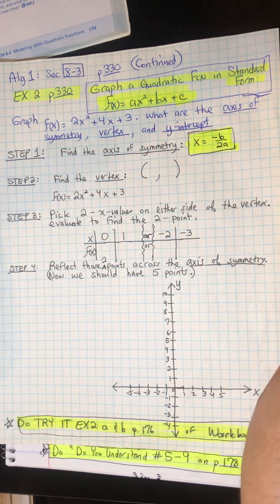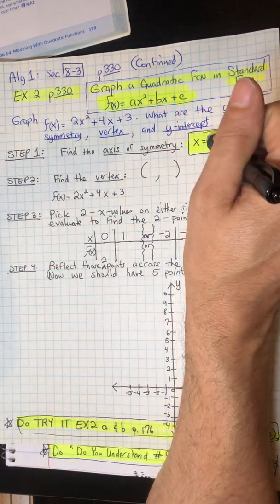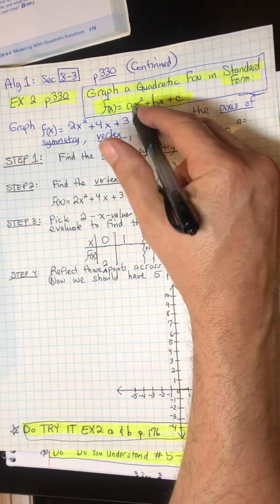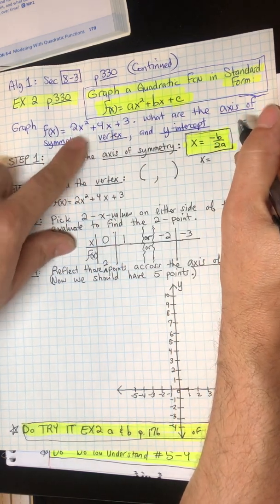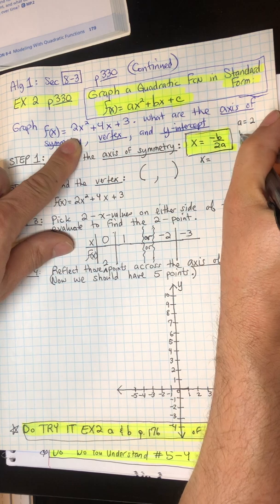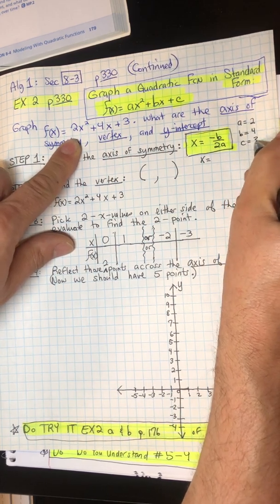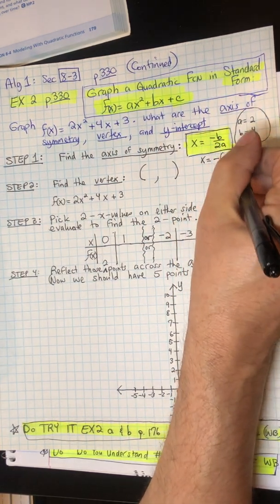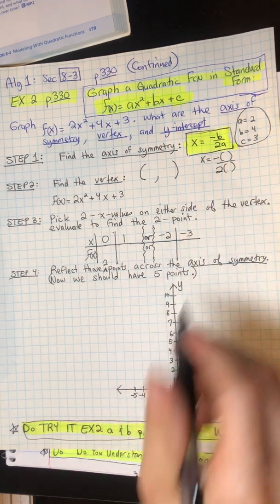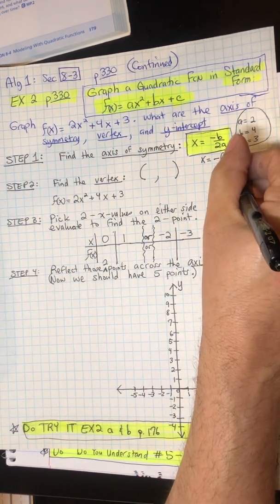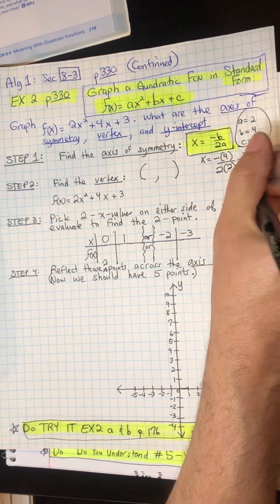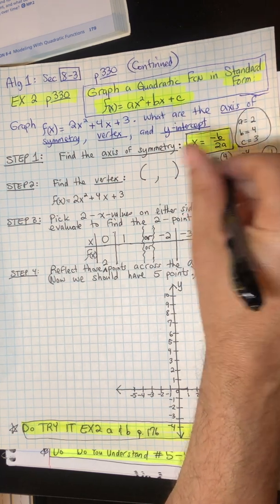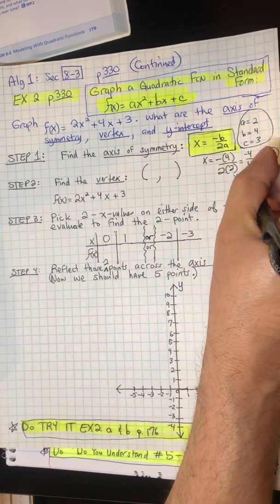Step 1, find the axis of symmetry. We're graphing 2x squared plus 4x plus 3, so a equals 2, b equals positive 4, and c equals positive 3. We only need a and b for finding the line of symmetry. The opposite of b over 2 times a. B is 4, a is 2. What's the opposite of 4? Negative 4. 2 times 2 is 4. What's negative 4 divided by 4? Negative 1. X equals negative 1 is the line of symmetry, or axis of symmetry.